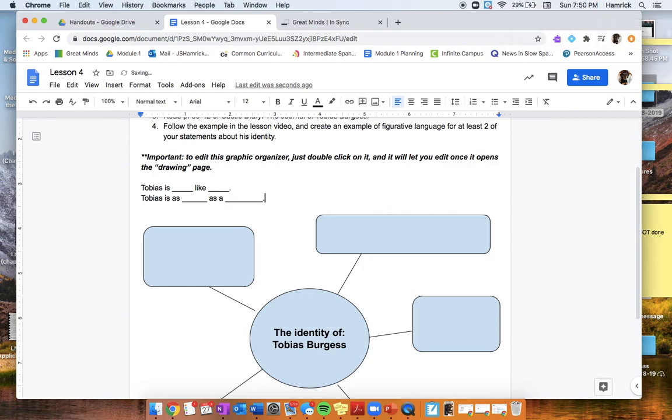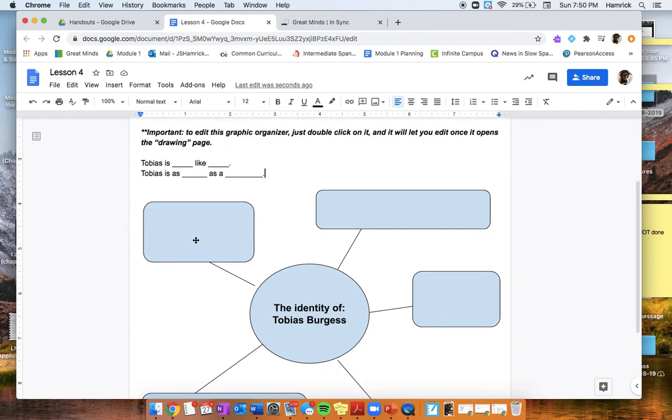If these sentence stems are helpful for you in trying to convert one of the characteristics of Tobias into an example of figurative language, then use that. If not, if you don't need that support, then don't use it. Your goal for your homework right now is to turn two of these examples, two of your characteristics for Tobias, into figurative language, and then you will be prepared for your lesson tomorrow.